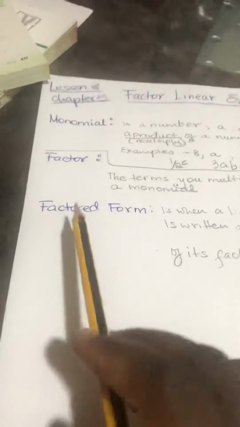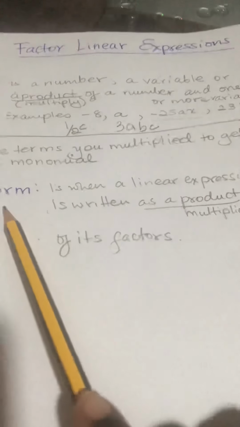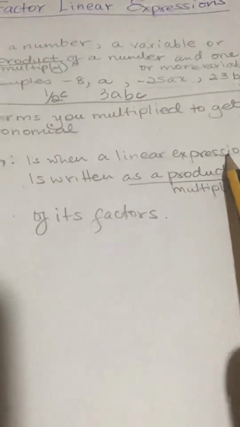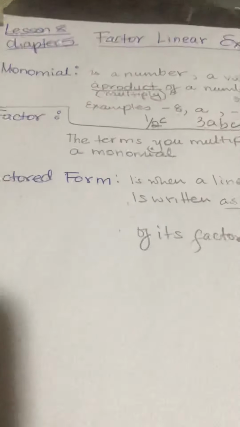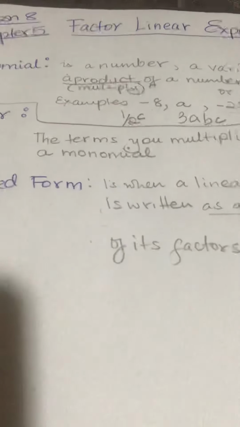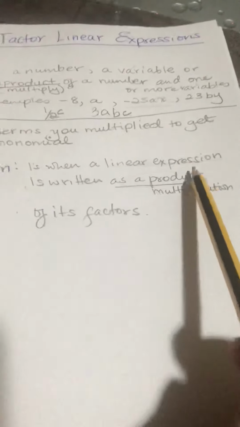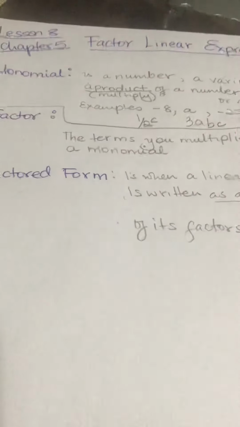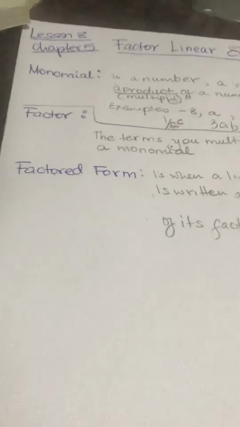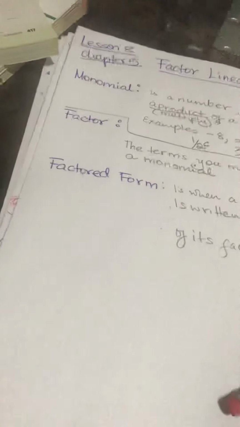Okay? What is the factored form? The factored form, you need a linear expression, like x plus 6, or 4x plus 2y, or 8x plus 7y, like that. So the factored form is when a linear expression is written as a product of its factors. So each of the terms in the linear expression, you will need to write using the factors. So I will do a few examples so that you see what I'm talking about.